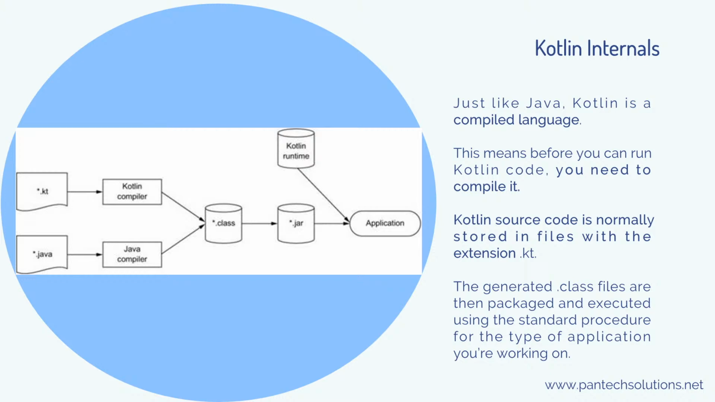So, about Kotlin internals: we have a compiler language. Just like Java, Kotlin has a separate compiler. If you want to run the code, we need to compile it, same as Java, and Kotlin source code is normally stored in files with the .kt extension. We discussed this in the last slide, and then the generated .class files are packaged and executed using the standard procedure. Using the standard procedure, it will execute the code, and we can check the output and the working of the applications. So this is important.